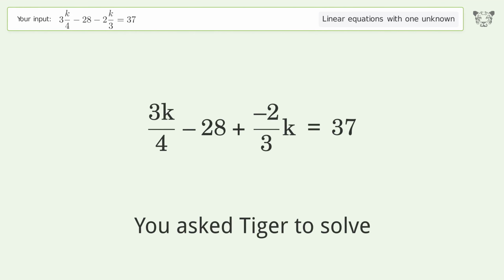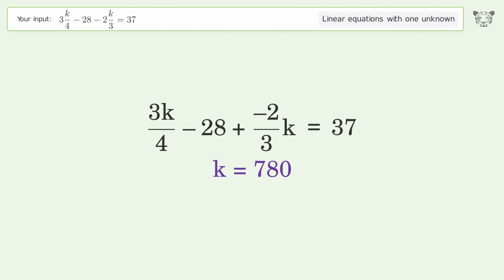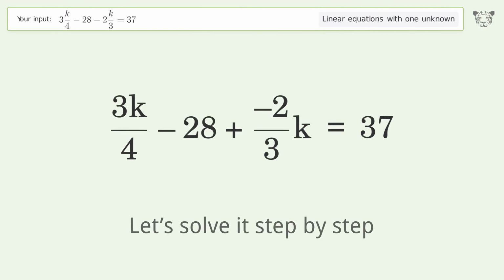You ask Tiger to solve. This deals with linear equations with one unknown. The final result is k equals 780. Let's solve it step by step.